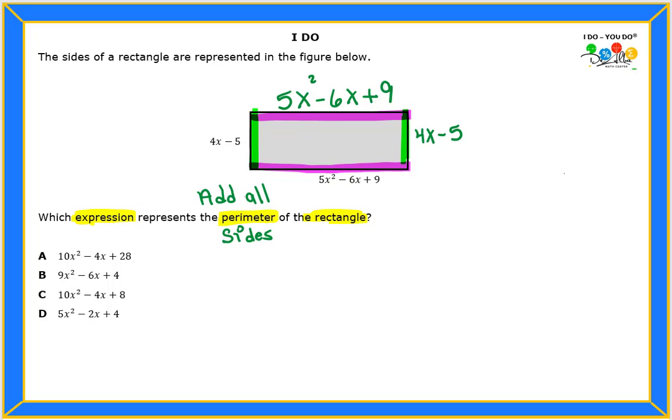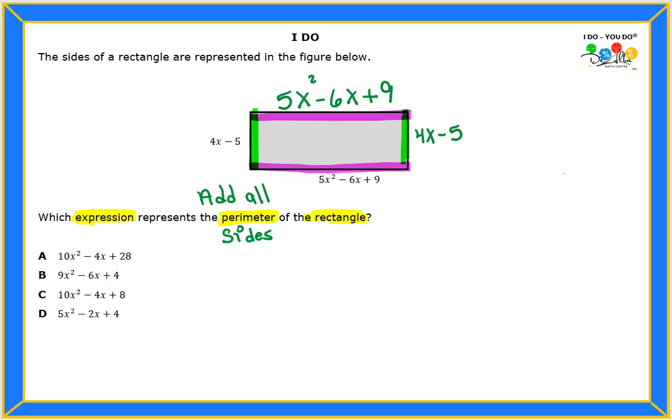Okay, so there's two things you can do. You can write down everything and do combining like terms after that, or if you notice, you have two of the same expressions for the length and two of the same expressions for the width. So we can multiply by 2 and use the distributive property, right? That would just help us not to have a lot of stuff written on the paper.